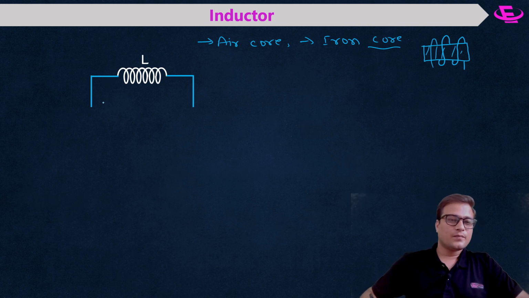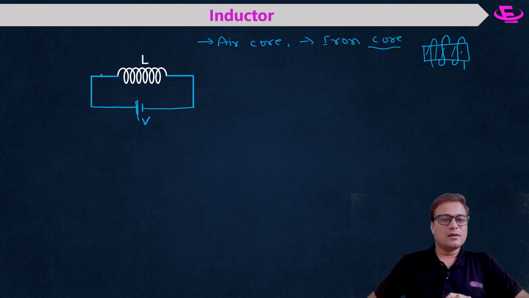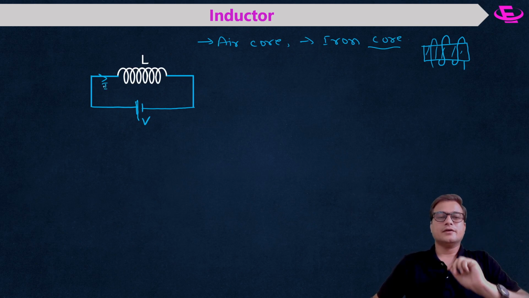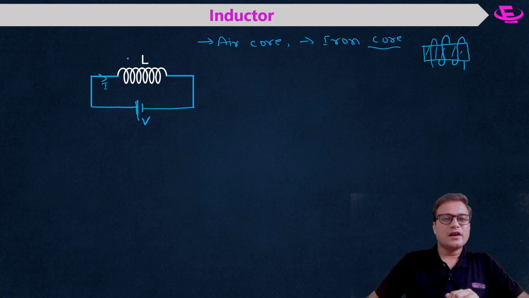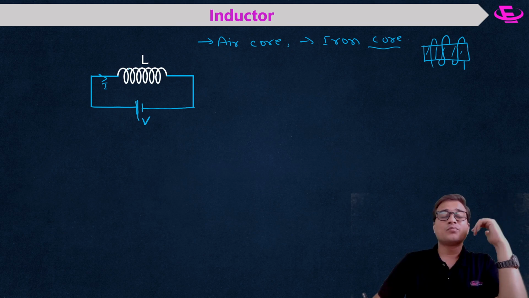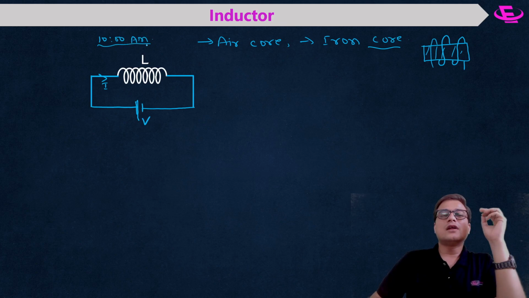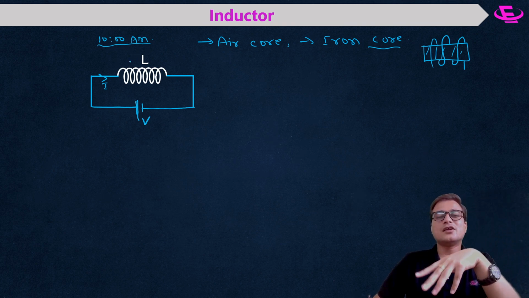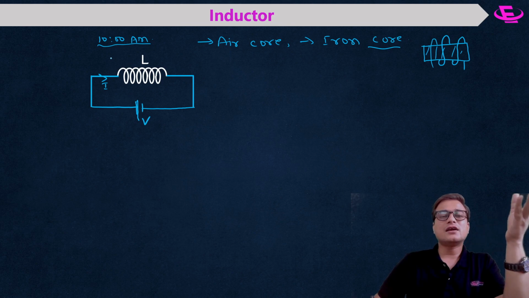Now what happens? You got an inductor, and you connect a battery. The moment you connect a battery, it tries to push a current I. Suppose this was a very new inductor. Your professor purchased it just one day back in the laboratory, and today at 10 am you enter the lab to do the experiment on the inductor. You take the inductor, you have the battery, you connect the battery, and you switch on at 10 am.